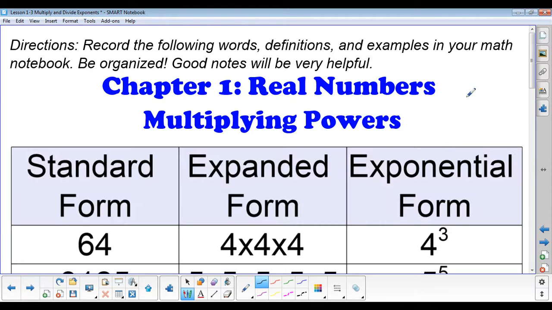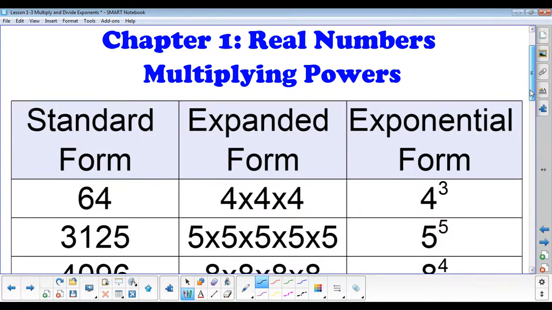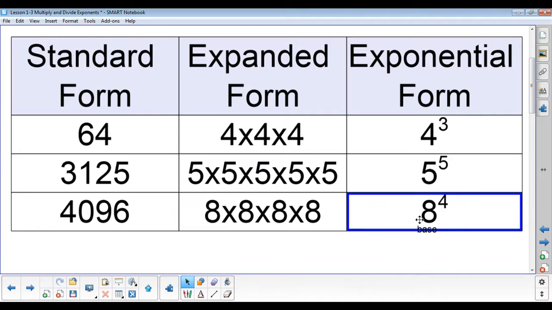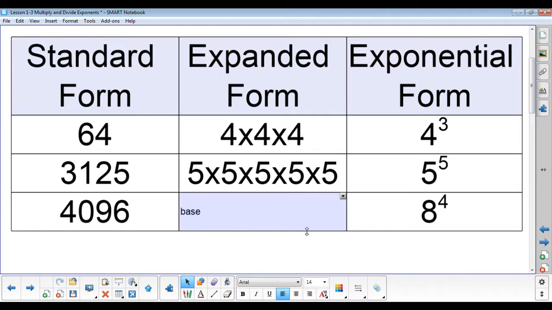So to start us off, we have three different ways of looking at numbers. Exponential form is when we have a power. A power is the base and the exponent put together. So let me clarify what those two terms mean. A base is the number that's being multiplied over and over and over. So in this case, the base is 8.